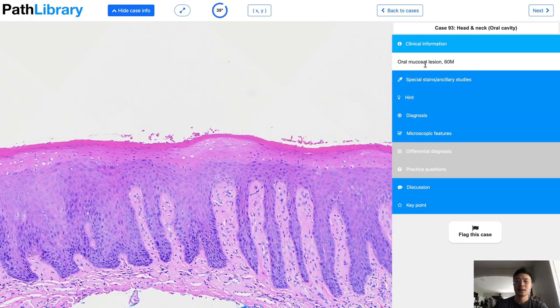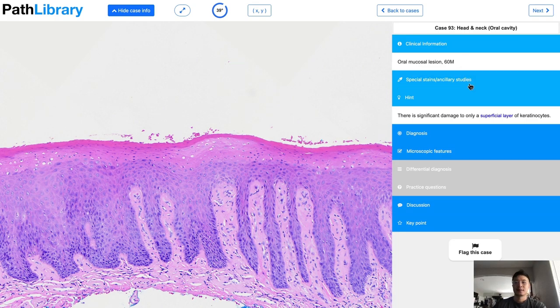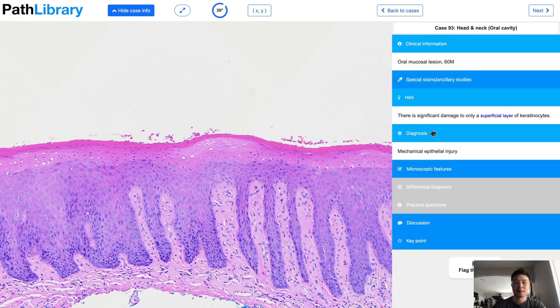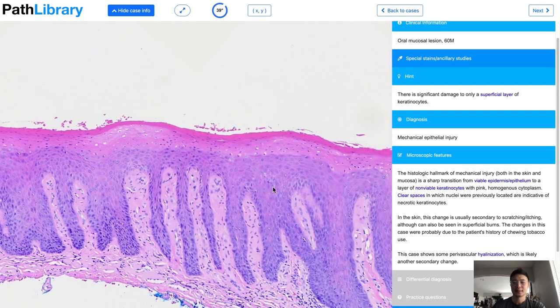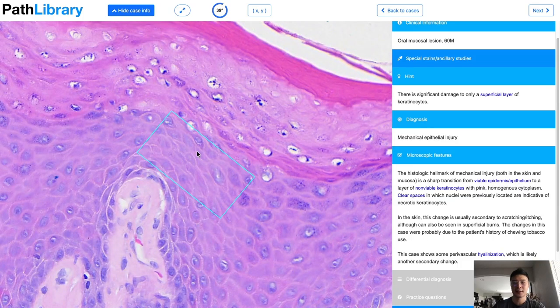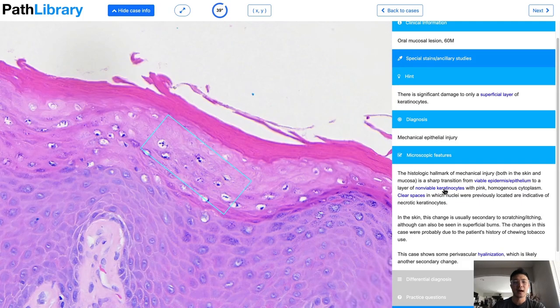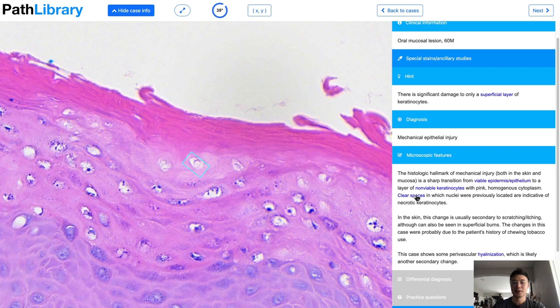So this is mechanical epithelial injury. And the histologic hallmark of mechanical injury, both in the skin and mucosa, is a sharp transition from viable epidermis here to a layer of non-viable keratinocytes with pink homogeneous cytoplasm. You'll have clear spaces in which nuclei of days past were previously located, and these are just dead keratinocytes.